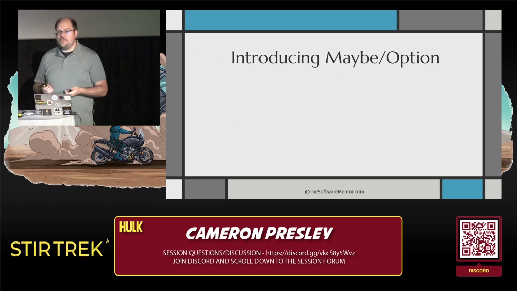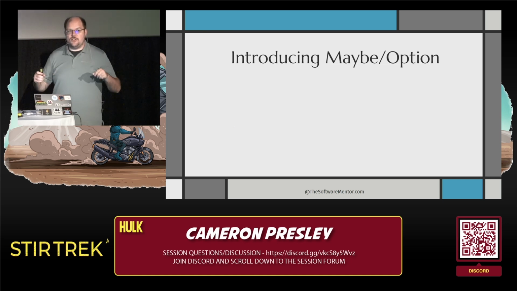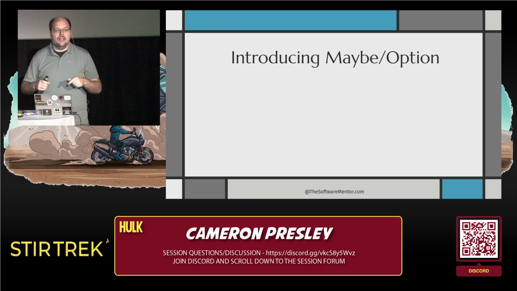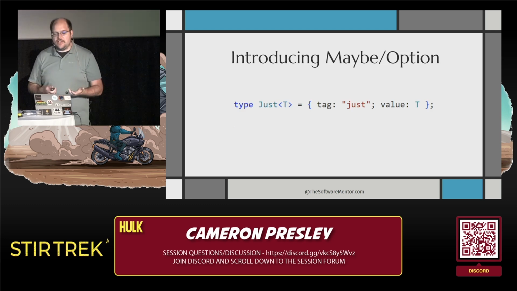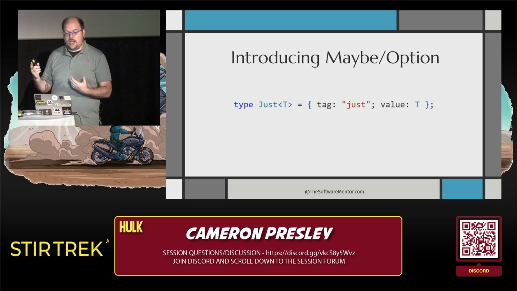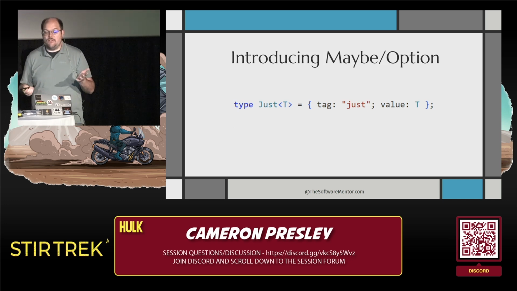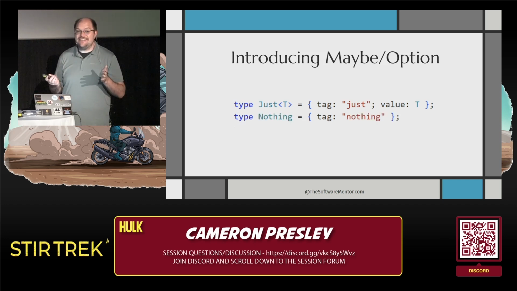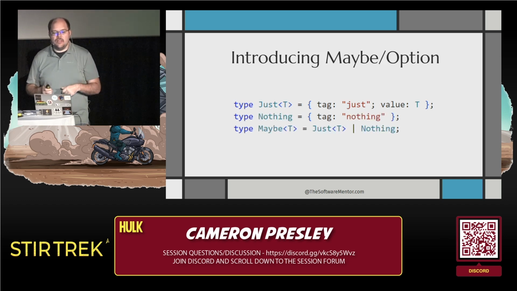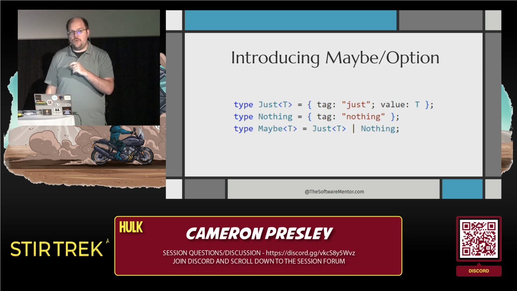In a lot of languages, this is called option. In other languages, it's called maybe. This is like your first functional programming pattern, using maybe or option to handle a missing value. I want to use the maybe syntax of just and nothing. One of our types is called just. It has a tag of just, and it'll have a value of whatever it is. It's a generic, so it'll hold up just fine. And nothing is exactly what it sounds like. It's nothing. So our maybe then is either you have just or you have nothing.